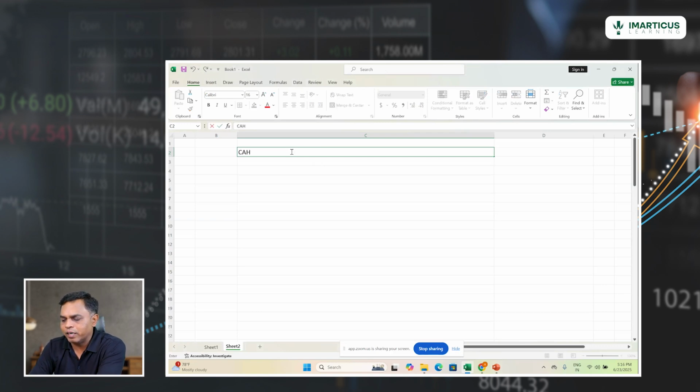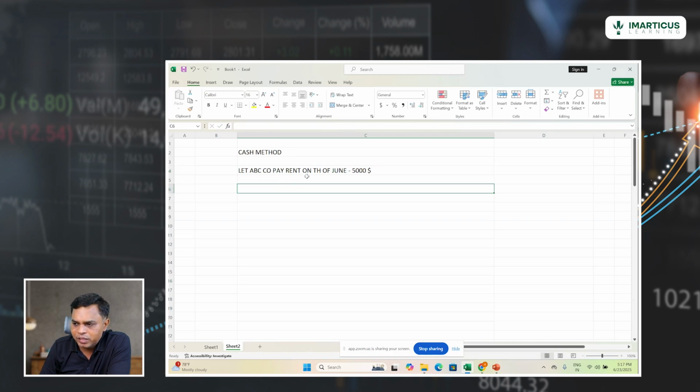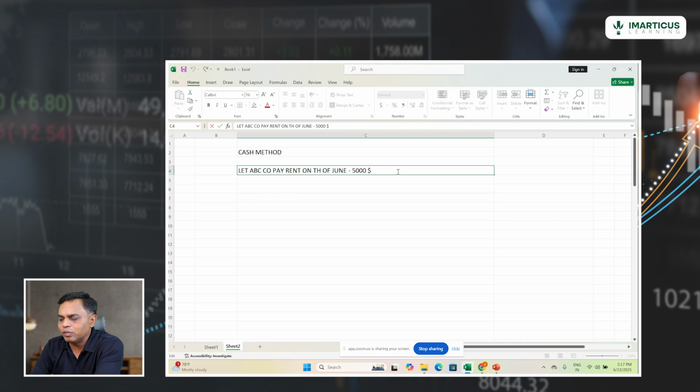Now first, let's look at the cash method. Let's say ABC company pays rent on the 5th of June. On the 5th of June, ABC company pays a rent of, for example, $5,000. Now, in this case, the rent, which is an expenditure, is incurred, or what we call in accounting as realized. So the expense here is realized, and when the expense is realized, they make the accounting entry.